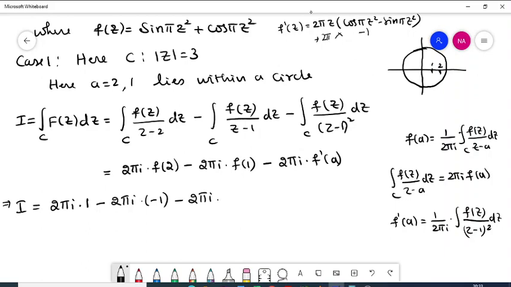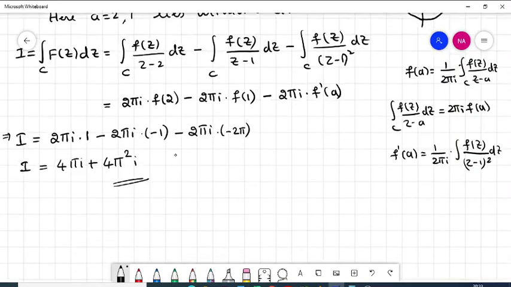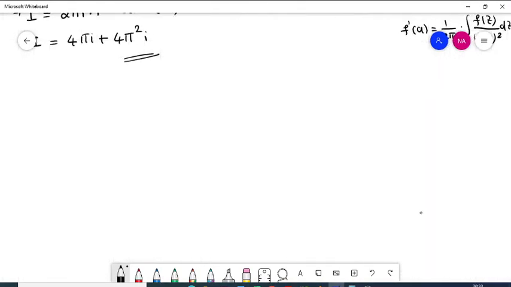So 2 pi I into minus 2 pi. So I is 2 pi I plus 2 pi I, 4 pi I, plus minus into minus is plus, so 4 pi square I. 4 pi I plus 4 pi square I. So that is the value of the integral.